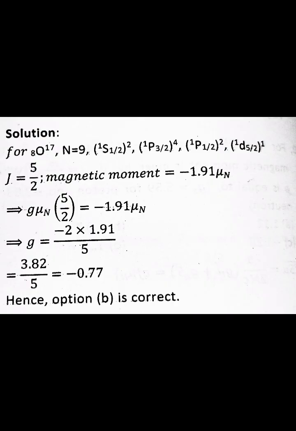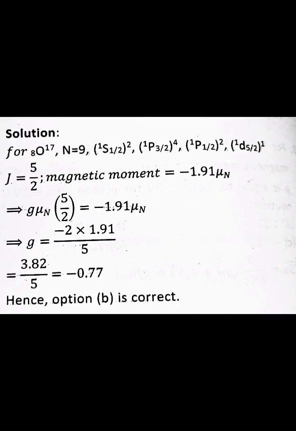In the case of oxygen 17, that means in 8O17, the number of neutrons is equal to 9. So the sequence of energy levels can be written in the form 1s 1 by 2, 1p 3 by 2, 1p 1 by 2, 1d 5 by 2. So here the unpaired neutron is present in 1d 5 by 2, so here J is equal to 5 by 2. Here it is the unpaired neutron.